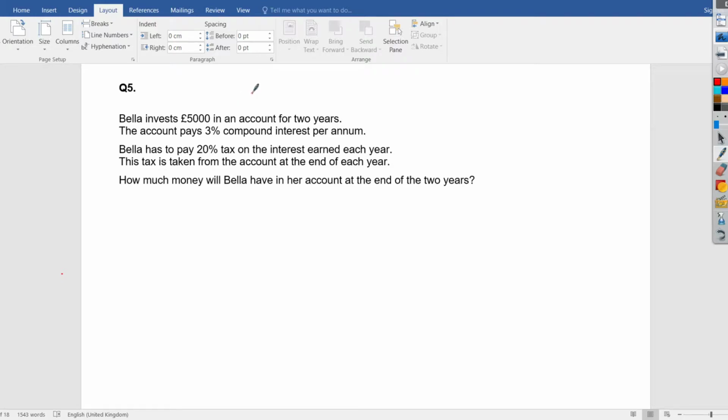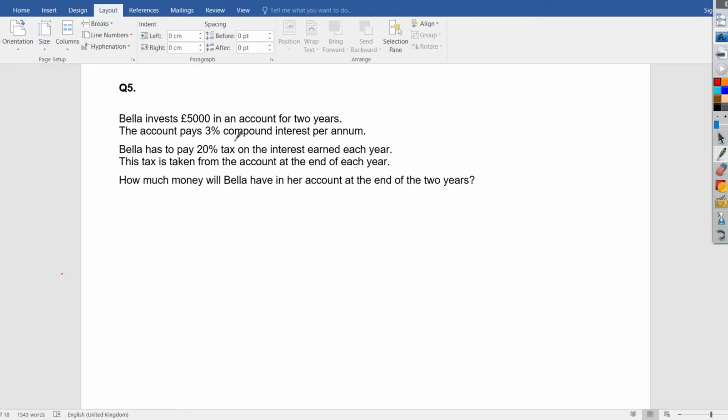Bella invests £5,000 in an account for 2 years. The account pays 3% compound interest per annum. Bella has to pay 20% tax on the interest earned each year. The tax is taken from the account at the end of each year. How much money will Bella have in the account at the end of 2 years?